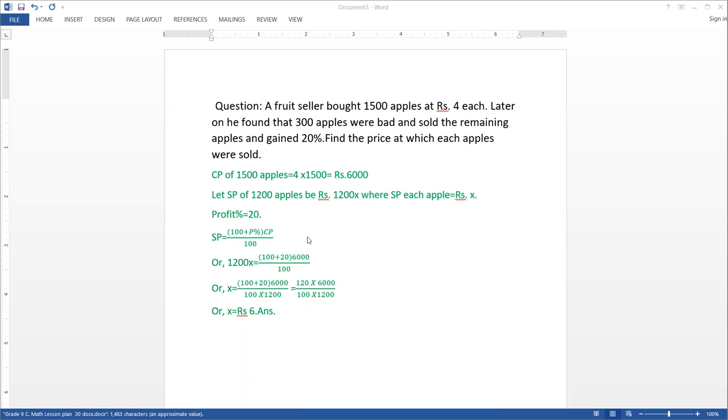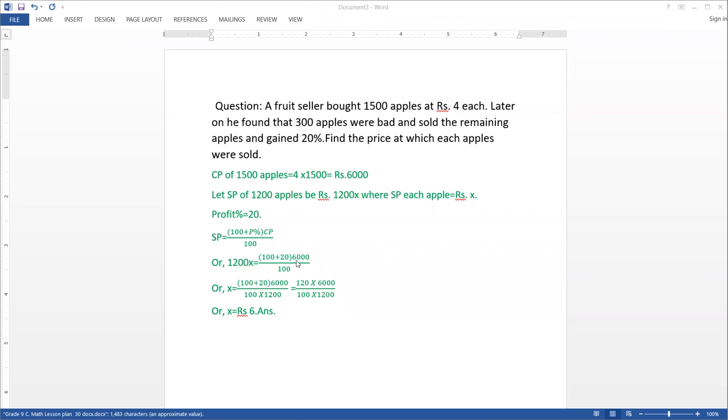I'm copying from here. And after that, 100 plus P percent, I have already said, don't write 20% or 20 by 100. Your answer will not be accurate. You have to write just the number without the percentage sign, because it's expressed in percentage and it's out of 100. So you have to just write the number.